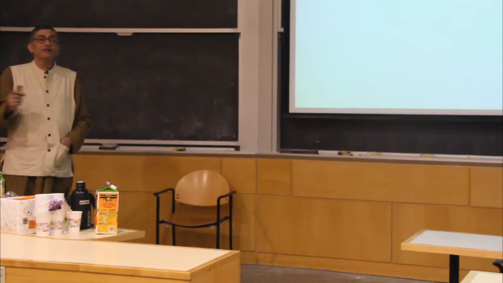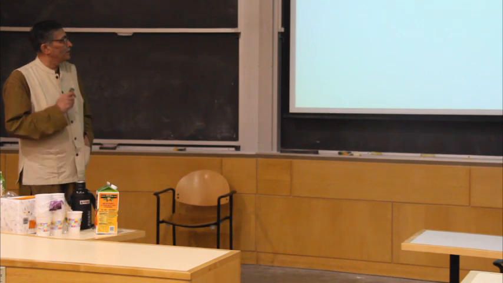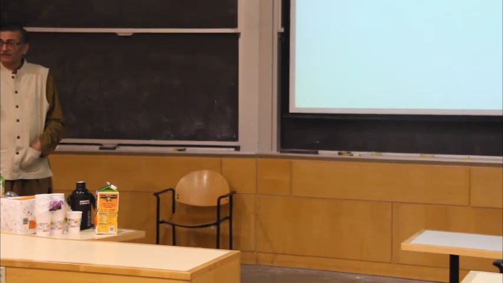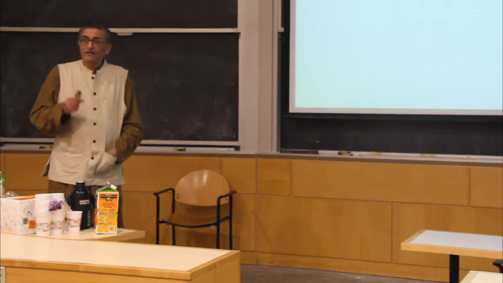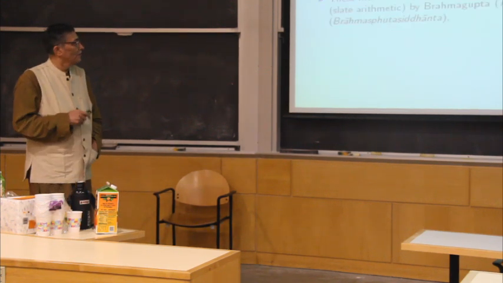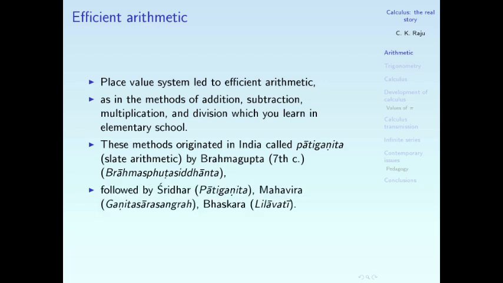So the point is the place value system. It's not 0, it's a place value system that led to efficient arithmetic, as in the methods which you learned in school for addition, subtraction, and so on. That's efficient arithmetic. And they were called Patiganit by Brahmagupta in his Brahmasphuta Siddhanta. It was followed by so many other books: Sridhara's Patiganit, Mahavira's Ganita Sara Sangraha, and Bhaskara's Lilavati, which was very famous.